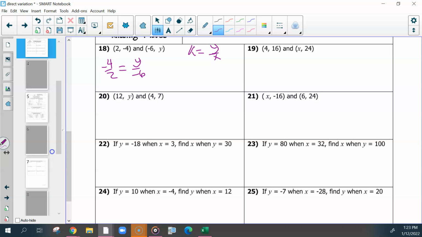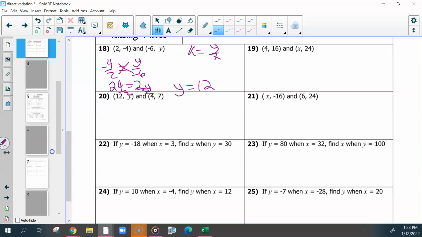I don't know if that was better. So cross multiply. We could also simplify and then do that, but I'm not going to do that right here. So this would give us positive 24 equals 2y. Divide both sides by 2. And we can say that y is 12, which is what it asks us to find, the missing value.